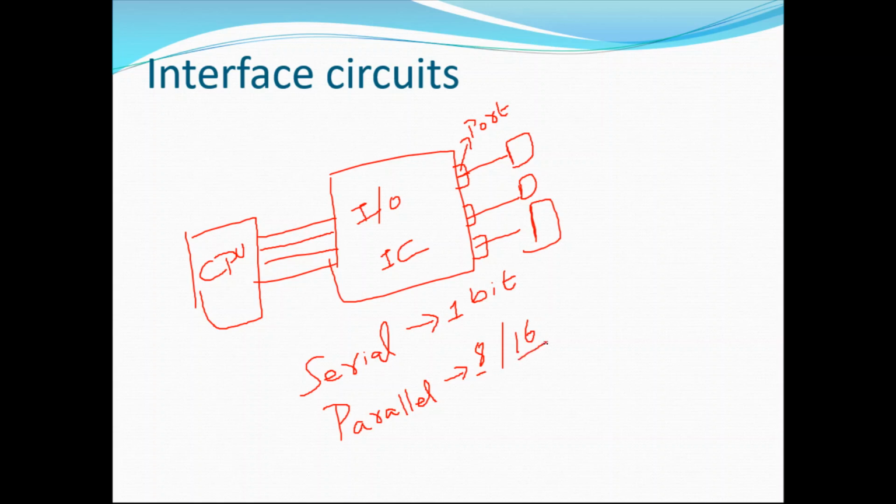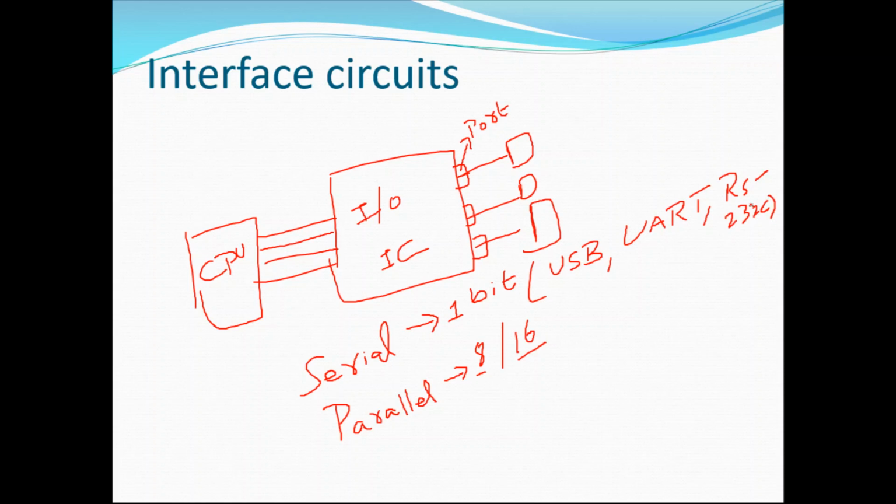Some of the commonly used serial ports are USB. Today we are using USB, universal serial bus. This is a serial port, but it's a high speed serial port, not a low speed one. We also have UART, universal asynchronous receiver and transmitter. And we also have a very famous serial port called RS232C, which you will find on all the older computers.